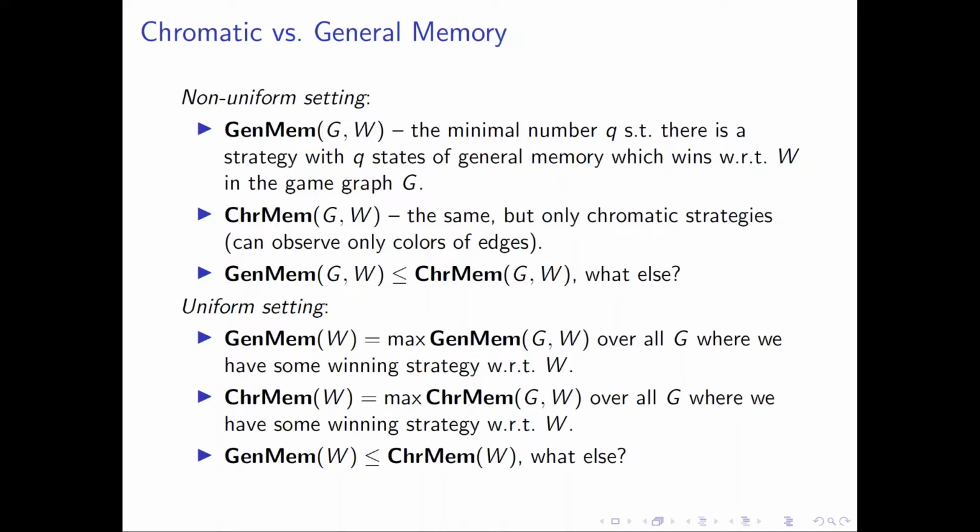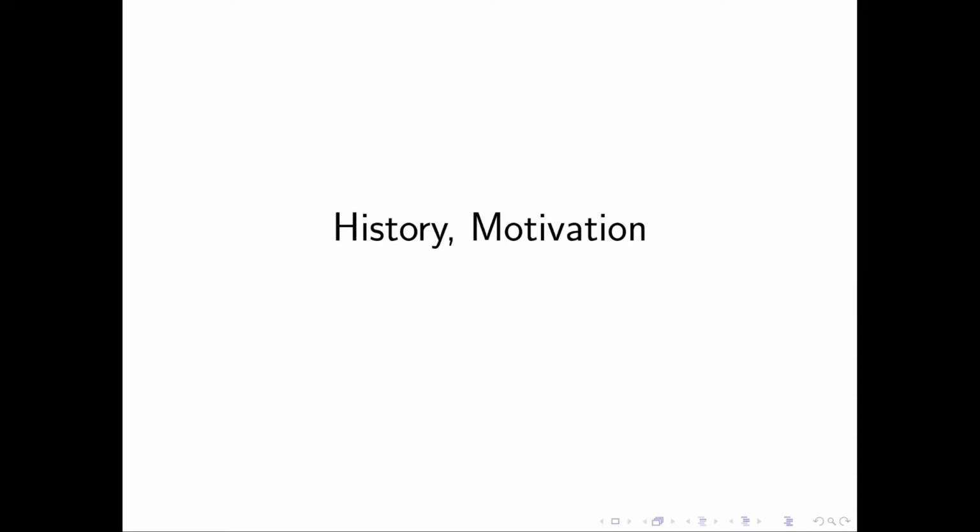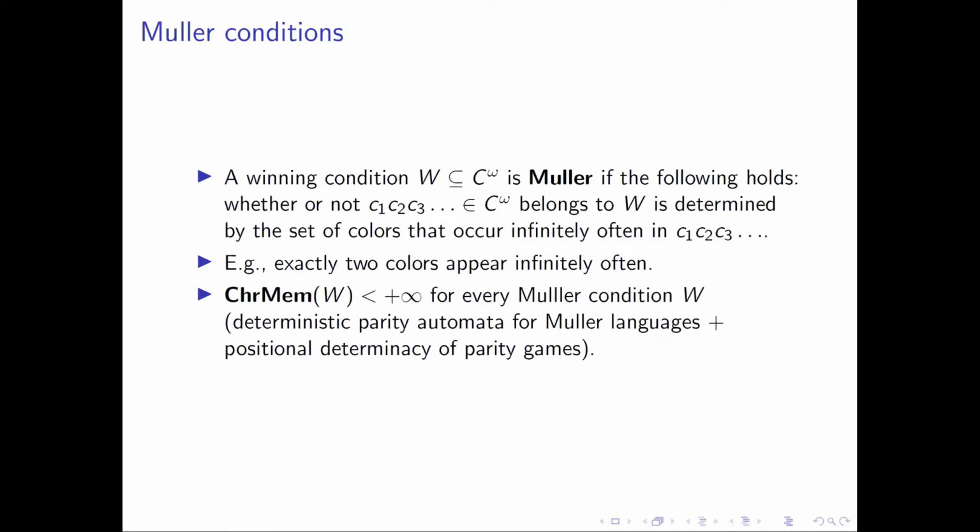We can, of course, again say that general memory of W is at most chromatic memory of W for any W. But what else can we say? That's the question that we study in this paper. So memory requirements for this kind of games on graphs have been studied for decades, but this chromatic memory really became a thing only very recently. So I will show you why that is.